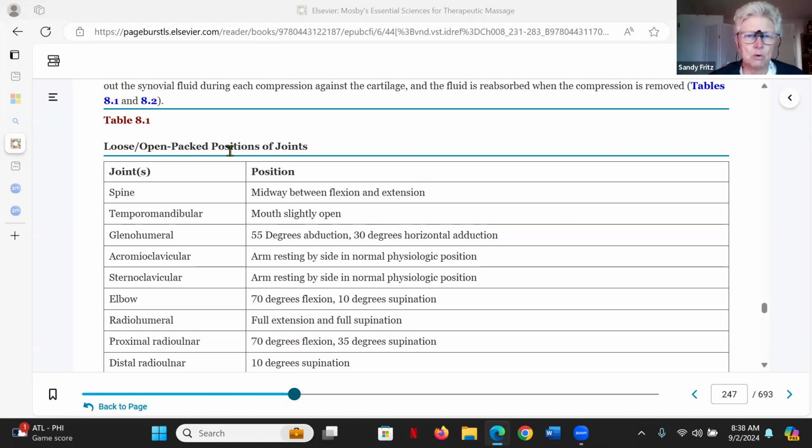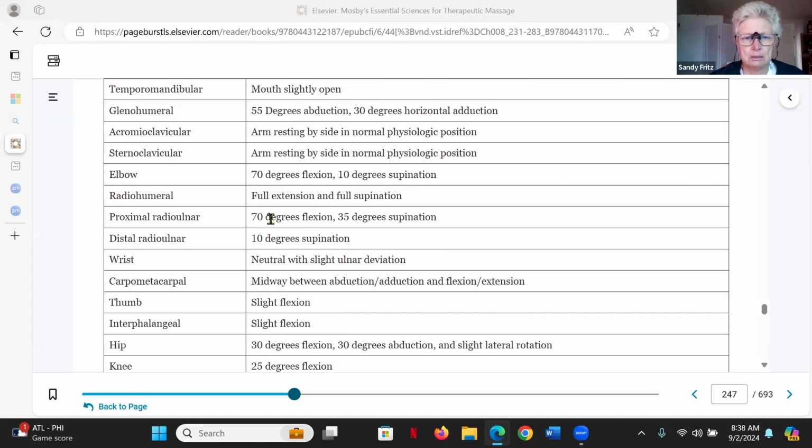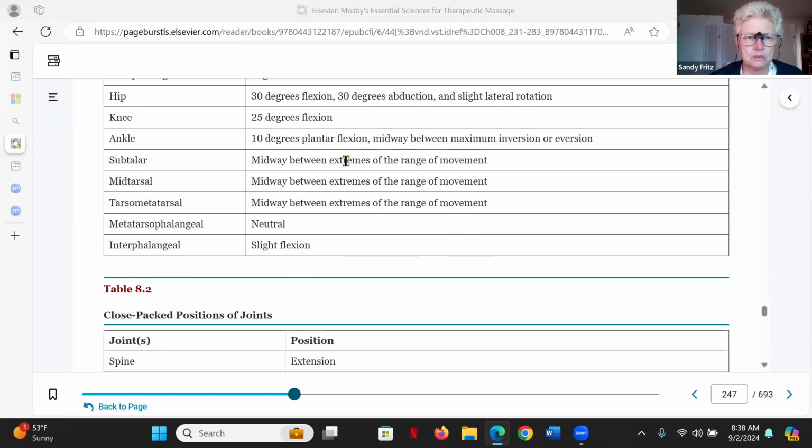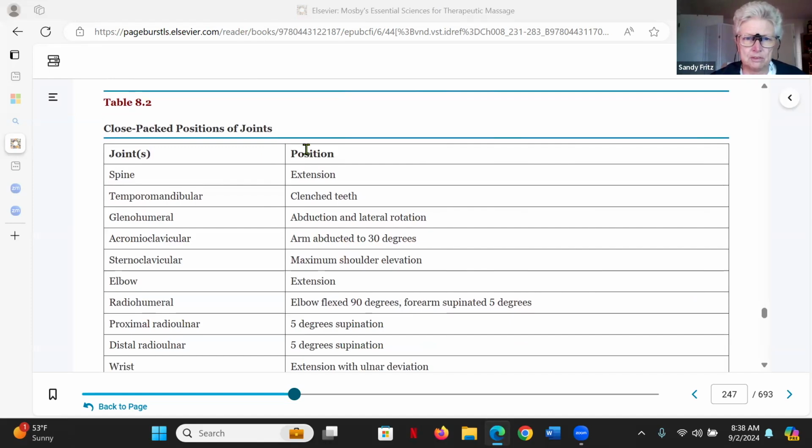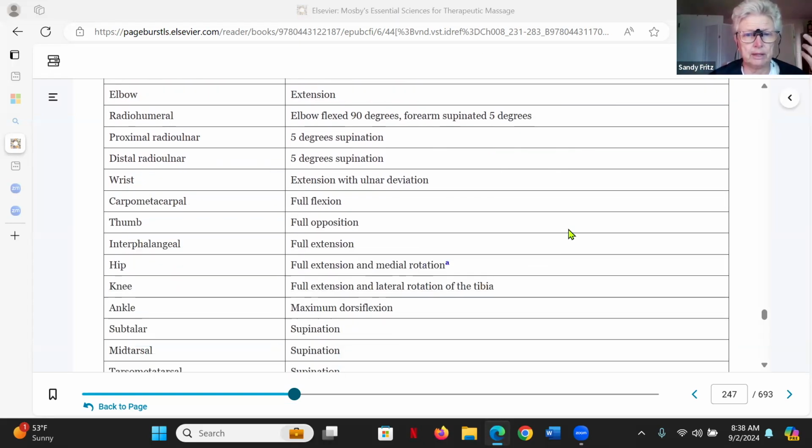Here is a more specific detail on what that is, but what I just showed you works in most instances. And then here is that closed pack position. Almost always these are in an extension or a tight fit position of the bones within the joint capsule and maximal tension on the ligaments and tendons and muscles around the area.